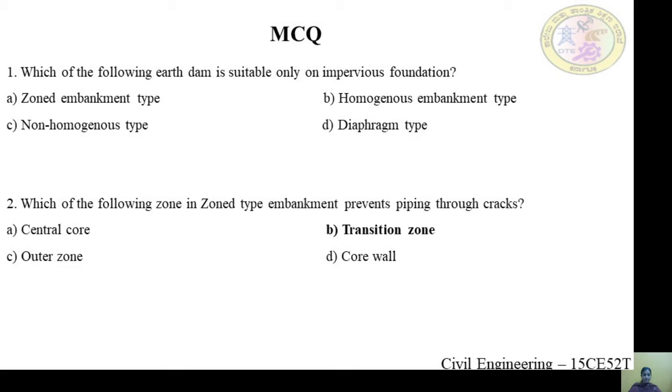Coming to the MCQs, which of the following dams is suitable only on impervious foundation? Whether it is zoned embankment type, non-homogeneous type, homogeneous embankment type, or diaphragm type. The answer is B, homogeneous embankment type. The second question is, which of the following zones in a zoned type embankment prevents piping through cracks? Central core, outer zone, transition zone or core wall. It is the transition zone.